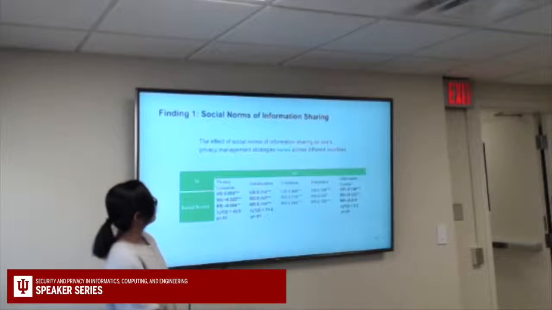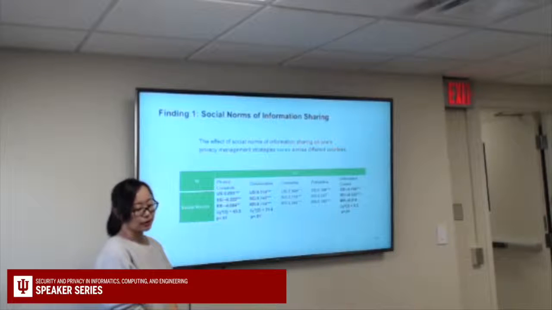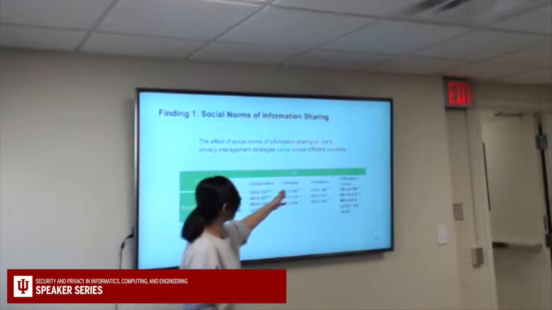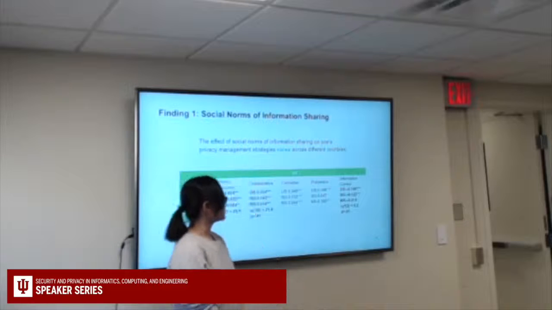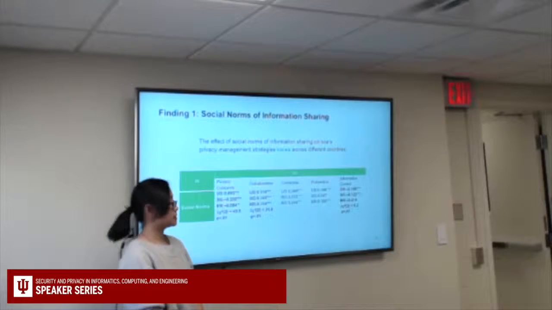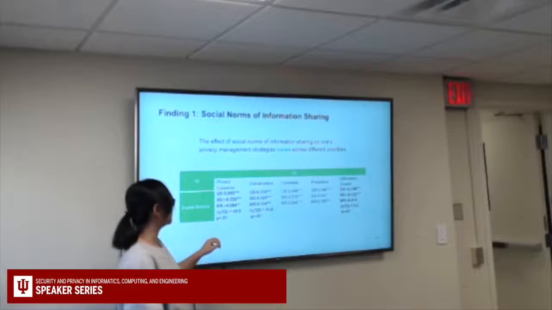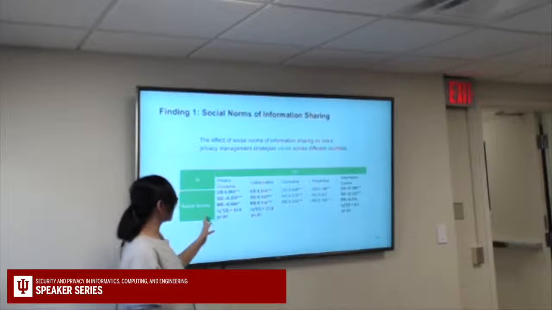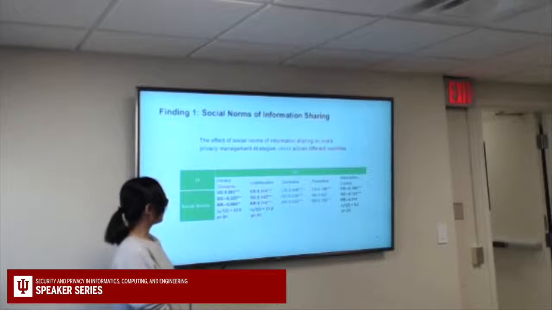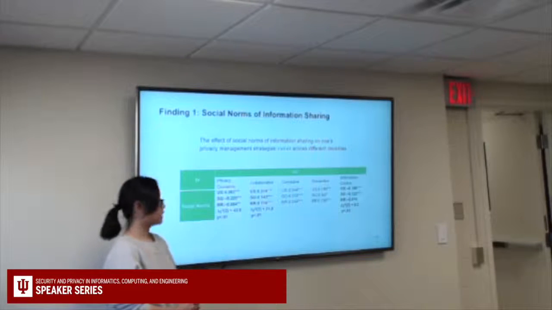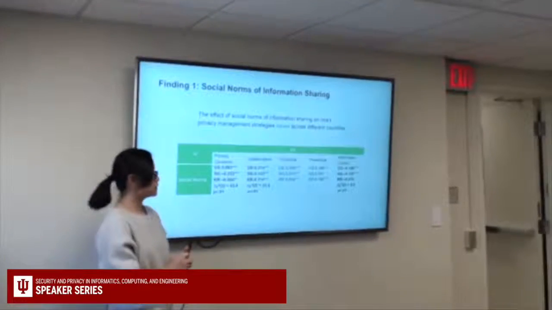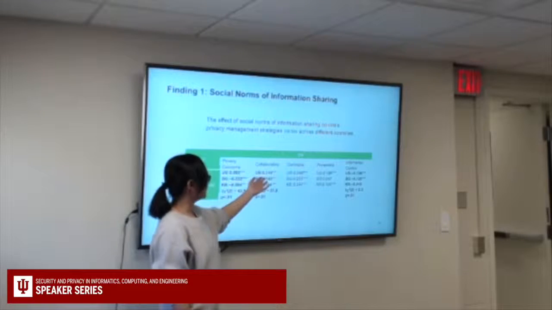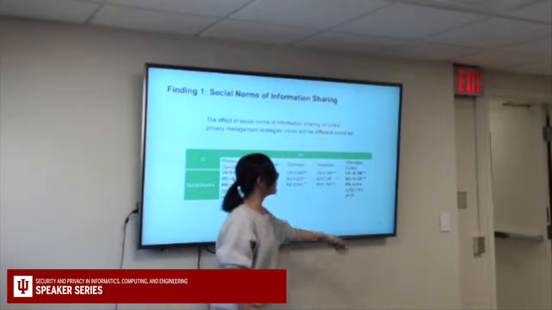In the first finding, we focus on the social norm of information sharing, and our dependent variables are privacy concern, collaborative strategy, corrective strategies, preventive strategy, and information control strategies. All these strategies are privacy management strategies, but they focus on different aspects of privacy management. And the independent variable is social norms. And we compare the effect of social norms across the three countries. We found that in the US, when users see that other people are increasingly sharing their personal information on Facebook, their privacy concern will increase, and they will adopt significantly more collaborative strategies and fewer information control strategies.